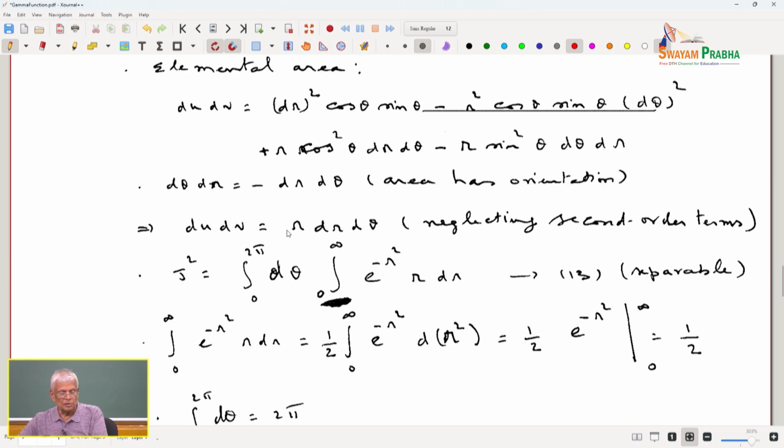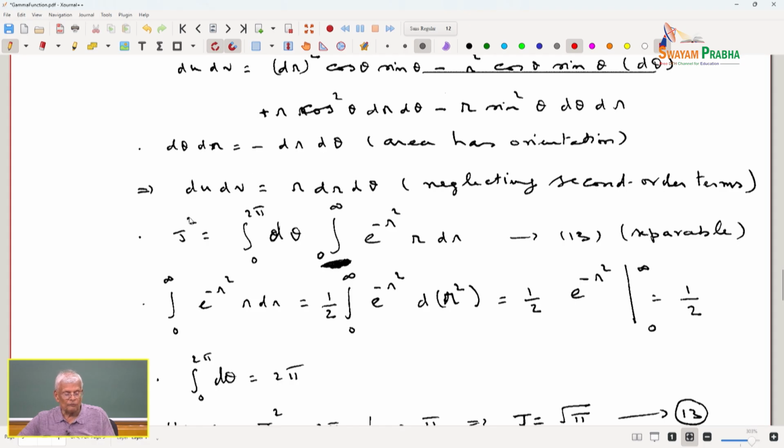So, du dv is r dr d theta, neglecting the second order terms. If you multiply this, there are second order terms and first order terms. We are only keeping the first order terms because we are dealing with infinitesimals. Therefore, in j square, I am able to separate the integral over theta and the integral over r.